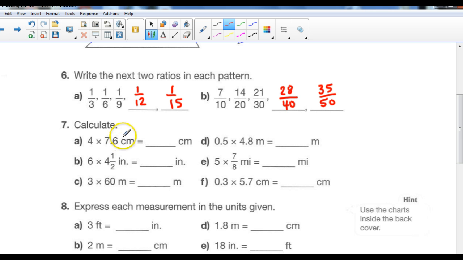Calculate these ones here. Just take your calculator. You're able to do all of this. The only thing you'd have to remember is that 4.5 is the same as 4 and 7/8. You can take 7 divided by 8 in your calculator and get your fraction, and then multiply it by 5.